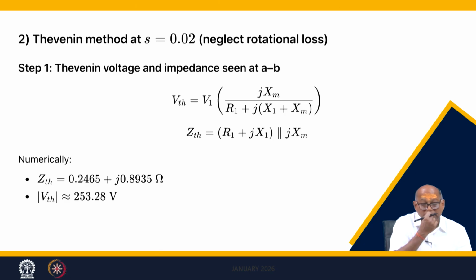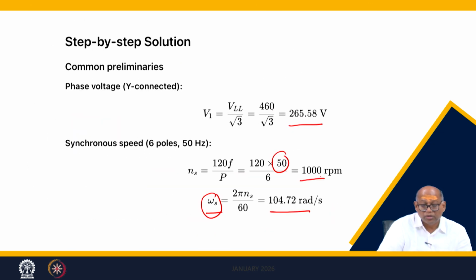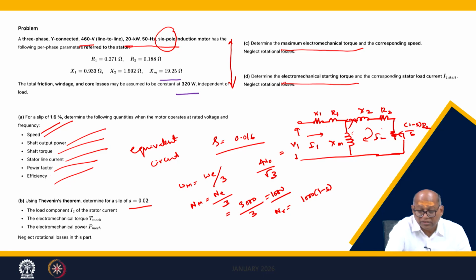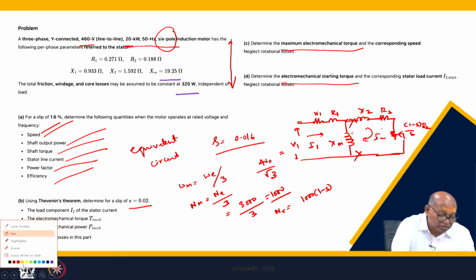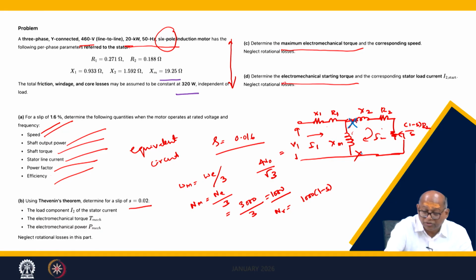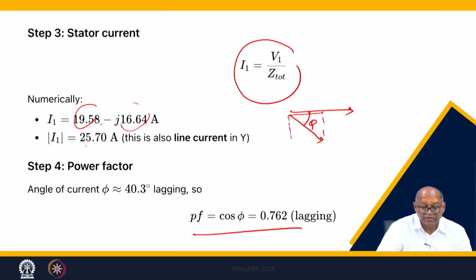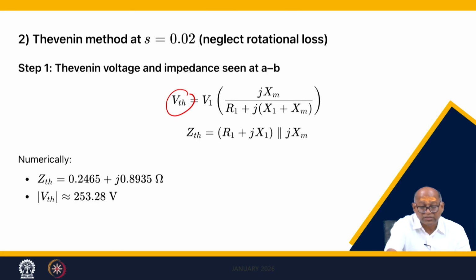Then you go to the Thevenin's method, part 2. You find the equivalent voltage V Thevenin by that method. In the Thevenin's equivalent, you are going to get rid of this rotor circuit. You just remove the rotor, and find the equivalent voltage and impedance here. So, Thevenin's theorem: this is the equivalent open circuit voltage, and this is the equivalent Thevenin's impedance.